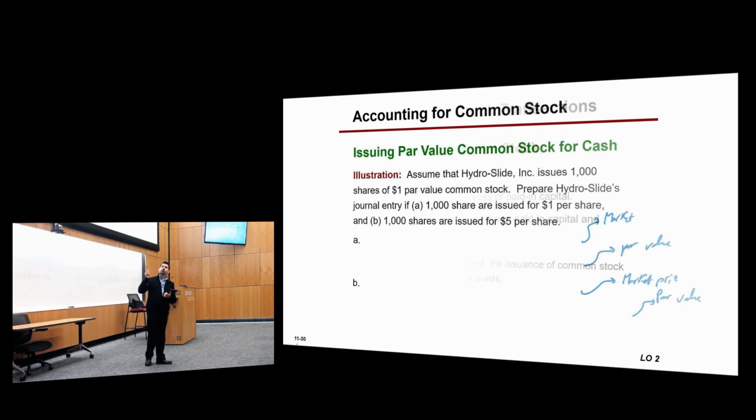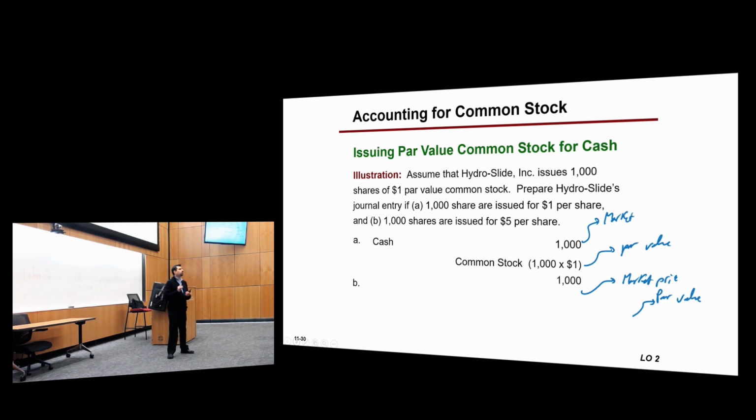If you remember, for par value, cash will be debited when the company issues stocks for cash. We say for cash because sometimes companies might issue stocks for things other than cash, for example, to pay for a service. Instead of paying in cash, they don't want to part with cash, they can issue stocks.